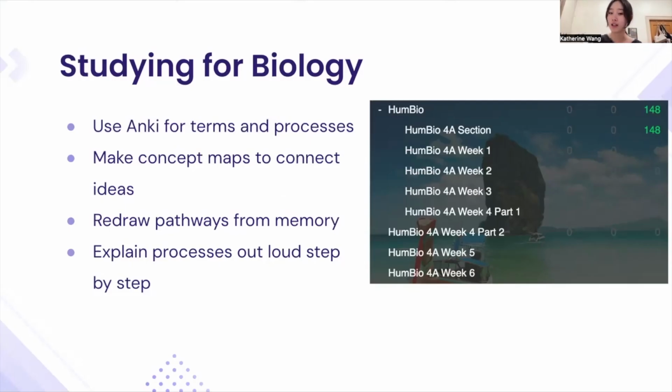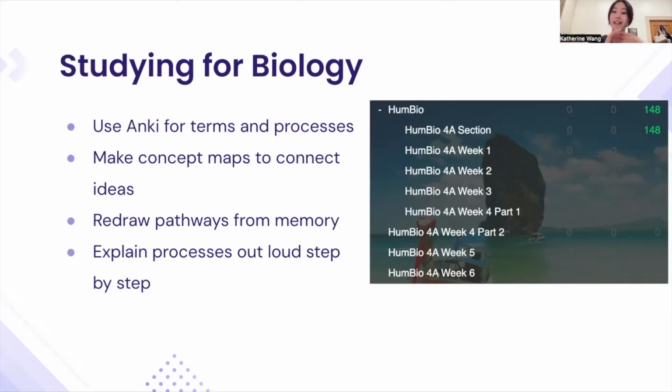Additionally, I think making concept maps to connect ideas is also really important, especially when you're learning physiology and anatomy, like drawing things out to really solidify things in your memory. Additionally, redrawing pathways from memory. In HumBio 3A, for example, we learn a lot about the different pathways of the body and different cellular mechanisms and processes. So knowing how to write these from memory is also super important in exams.